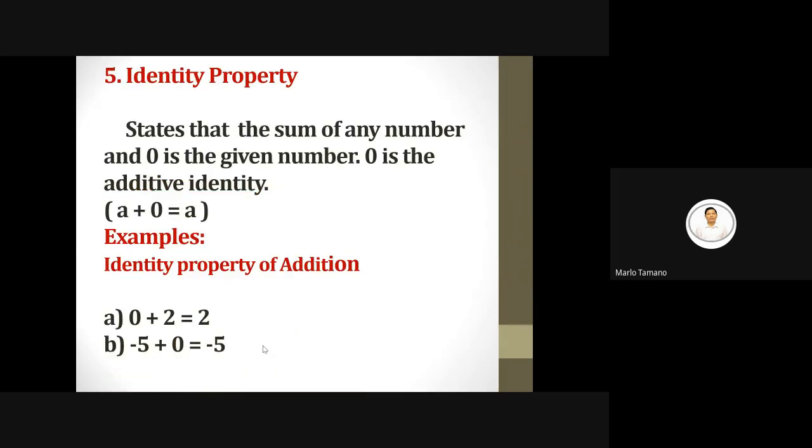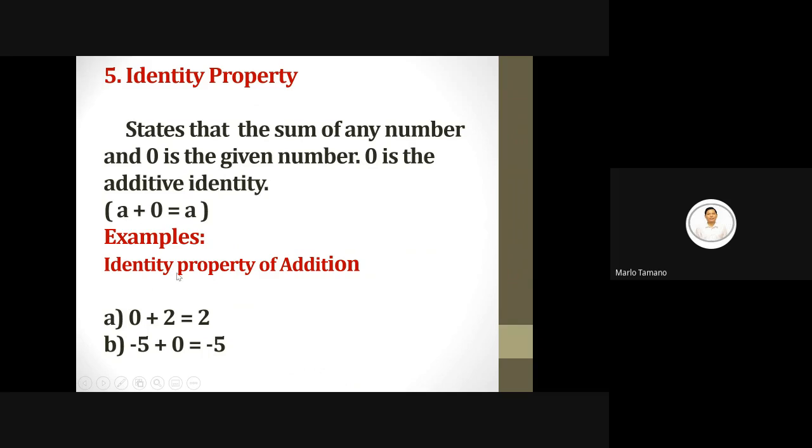Number 5, we have here identity property states that the sum of any number and 0 is the given number. 0 is the additive identity. So meaning to say, any number added by 0 is equal to that number. So, ito po yung kanyang forma na gagayahin. So, A plus 0 is equal to A.